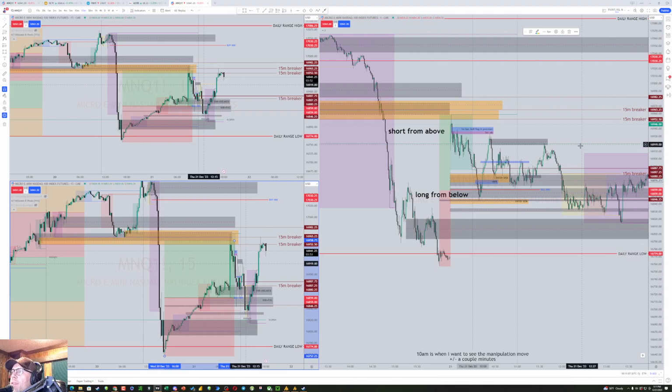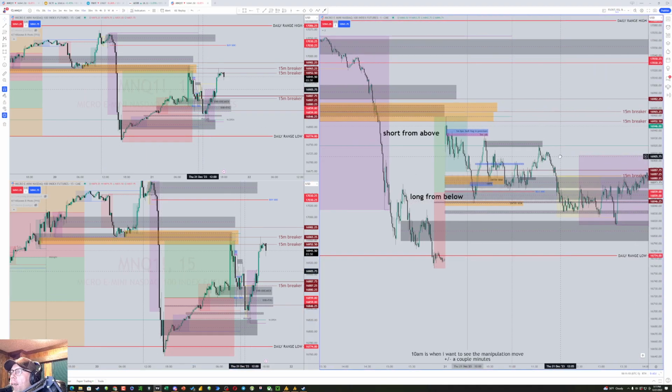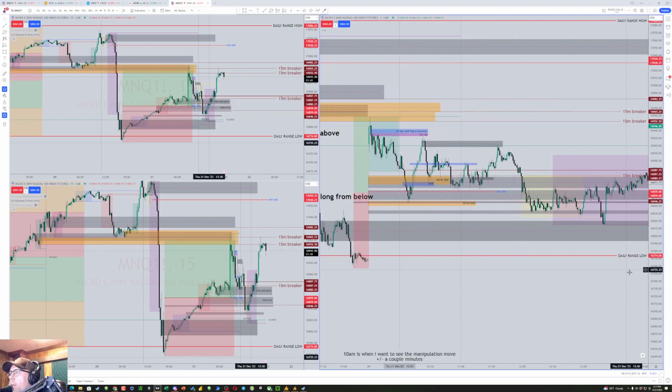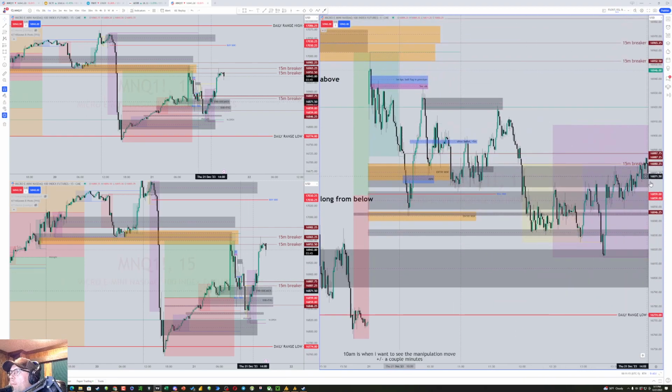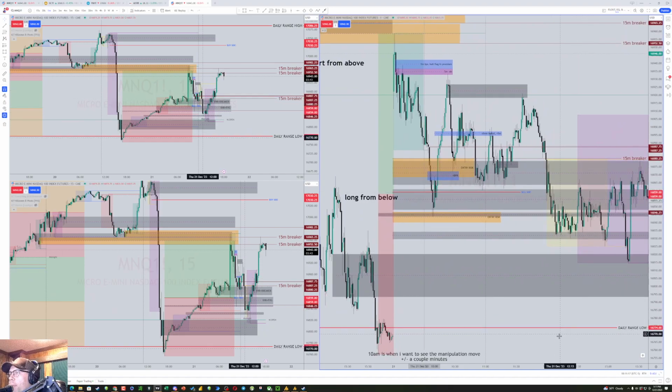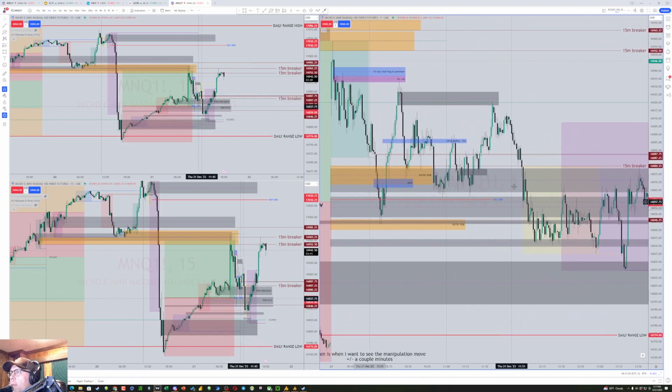So what would that have looked like? I think it looks like shorting. And there's only one opportunity that I see to do it. Shorting right here. That's not perfect, but right there. That's the only place that I see it.